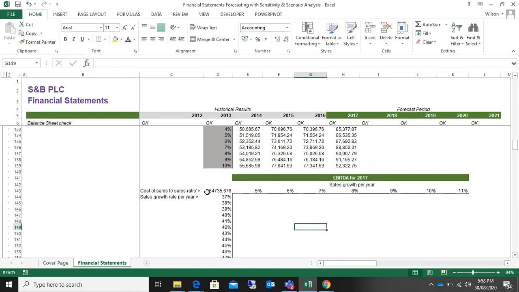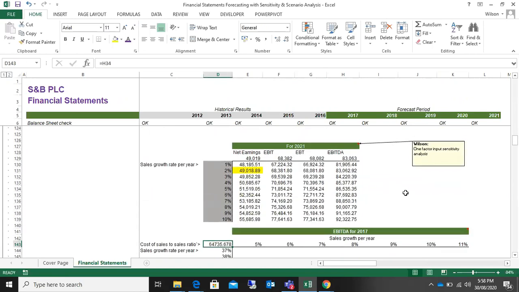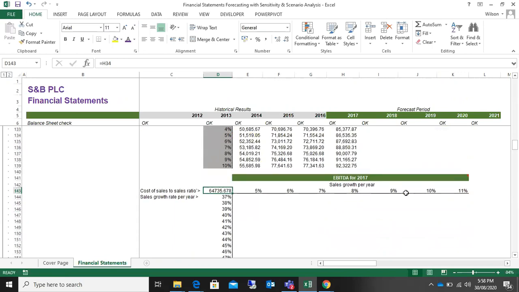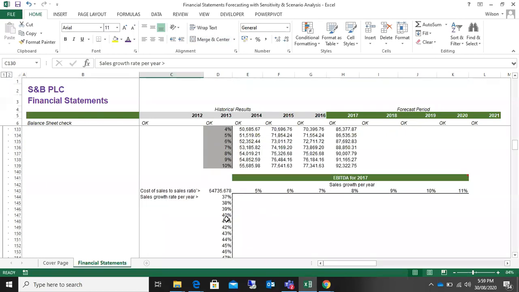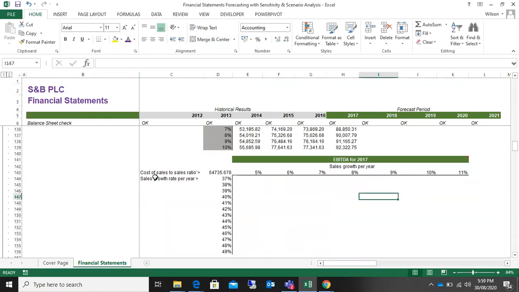All right. So what I'm simply going to do here is we want to take a look at a two-factor sensitivity analysis. We want to take a look at EBITDA and at the same time sales growth rates, right? But we are not just picking one assumption. We are not considering just one assumption, which is sales growth rate per year. But here we are taking two assumptions, which is cost of sales to sales ratio and sales growth rate per year. Do you understand? So cost of sales to sales ratio will be horizontal, while sales growth rate per year will be vertical. All right.